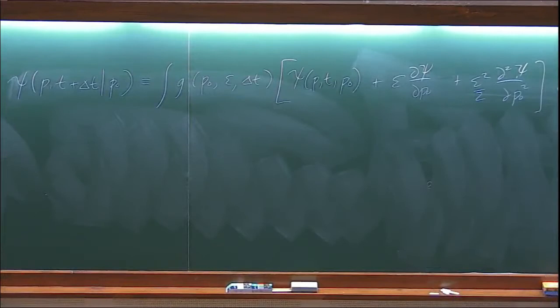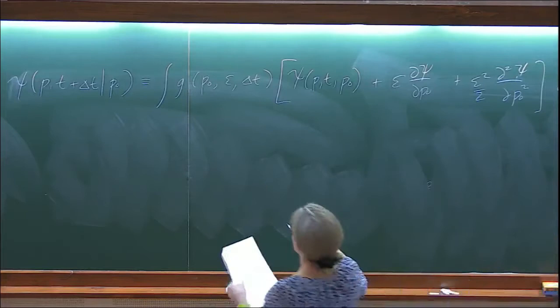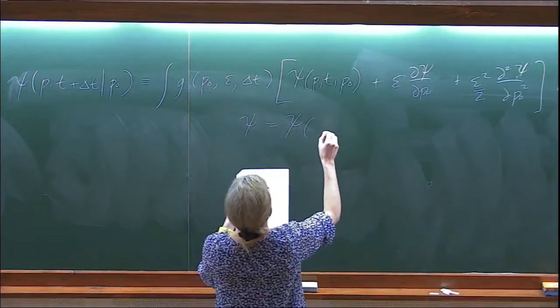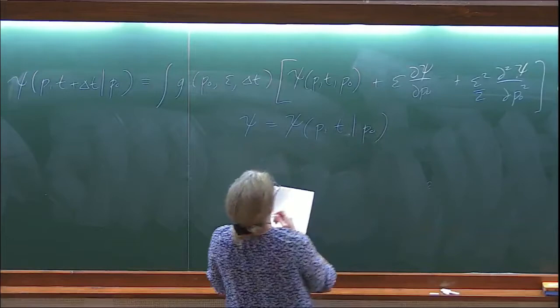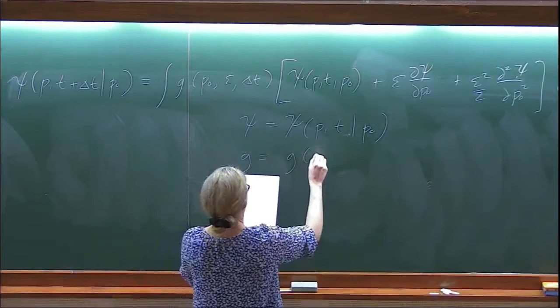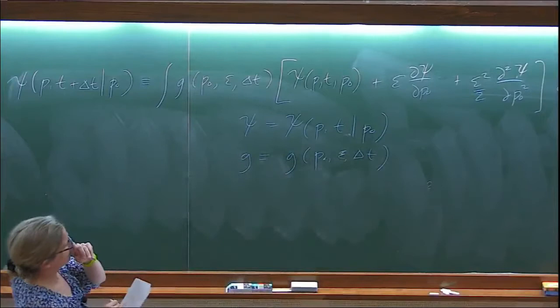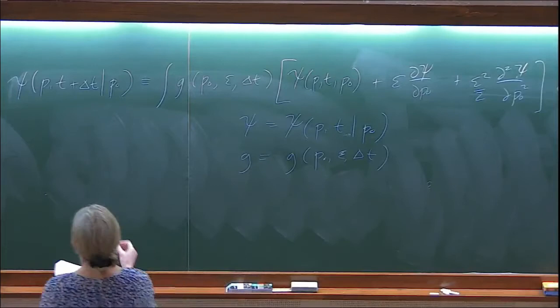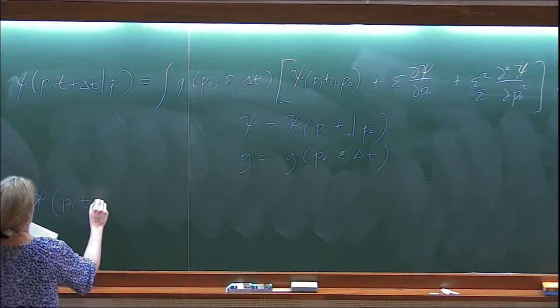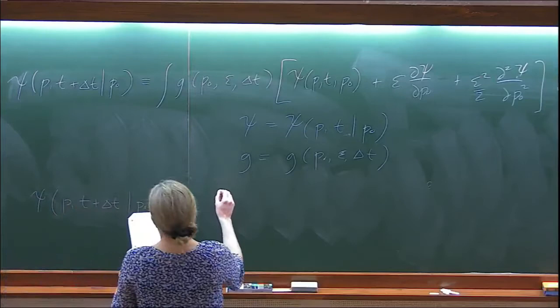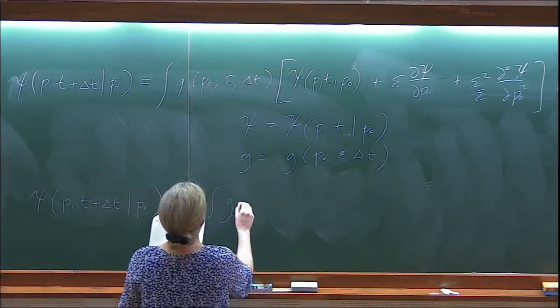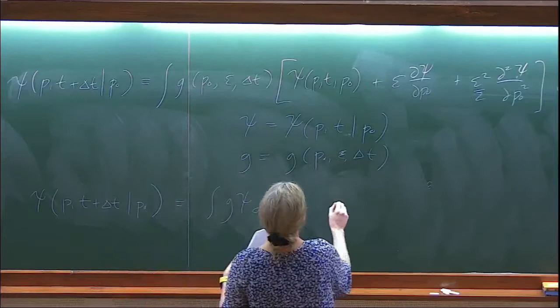Okay, and to save my arms and your hands, let's just use psi whenever it's just PT, P0. We'll write it out if it's anything other than that. And let's just use G for G of P0, epsilon, delta T. So for the standard cases of these variables, we're just going to drop the other stuff. And then this is not a canonical case, so we need to write out PT plus delta T, P0 equals, I'm going to split up those integrals. Integral of G times psi d epsilon plus integral of G epsilon di psi di P0.